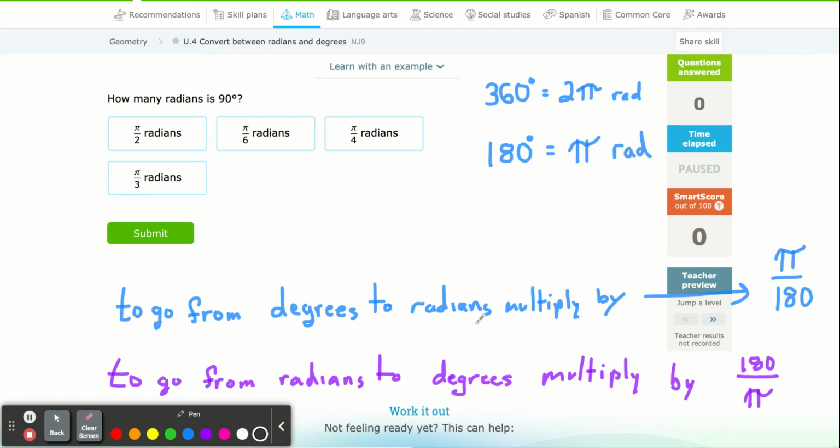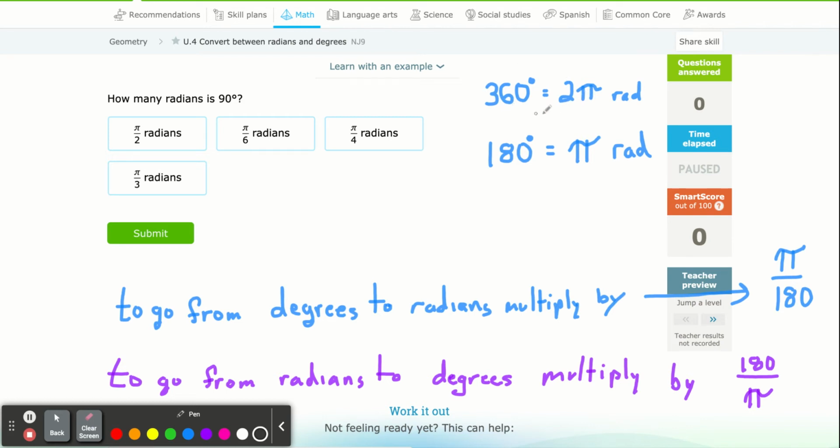Welcome. In this lesson, we're learning that there is another way to measure angles. Angles can be measured in radians as well as degrees. It's like centimeters versus inches. So don't get confused. It'll take a while for you to realize that radians is just a unit of measure, angle measure, just like degrees is.